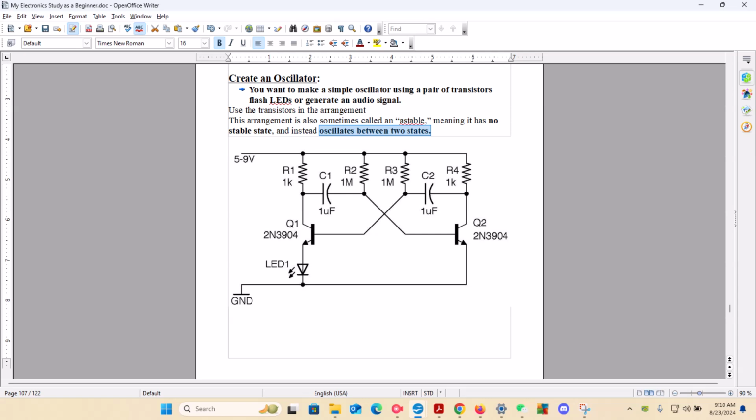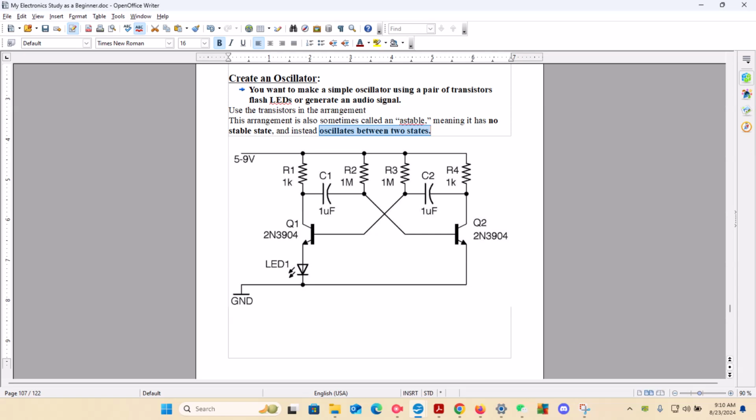Now, between resistor 1 and 2, we have capacitor 1. This is 1 microfarad. Between resistor 3 and 4, we have the second capacitor, which is 1 microfarad. Resistor 2 goes to the second switch, an on-off switch. I don't mean a switch as in computing, I mean literally in electronics, an on-off switch. So resistor 2 is going to the second switch, and resistor 3 is going to the first switch.